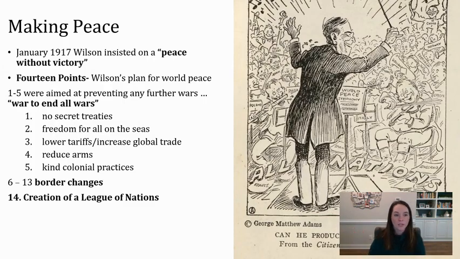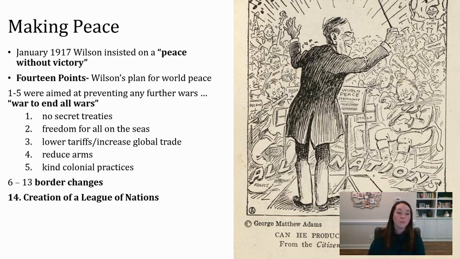So in January 1917, Wilson is going to talk about peace without victory. Because they knew that they were going to defeat the Central Powers, his goal was now spreading that moral diplomacy. And so he wrote something called his 14 points. It was his plan for world peace. He wanted to make this war the war to end all wars, which is super ironic, but that was his goal.